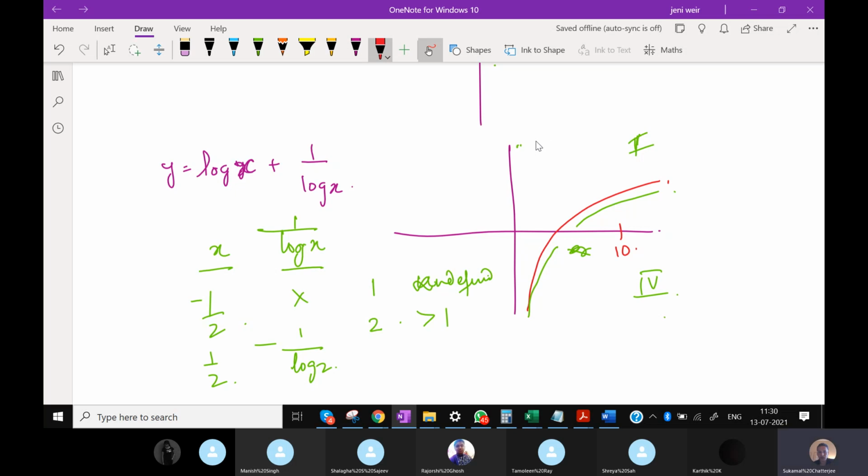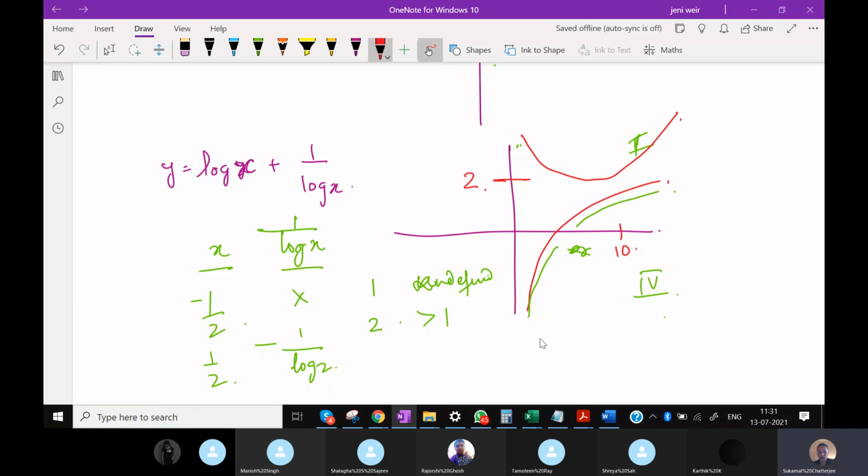So there, log x will be minima. Log x plus 1 by log x will be minima, right? So that means this function will have its minima, which is going to be 2 when x is equal to 10, right? Right?